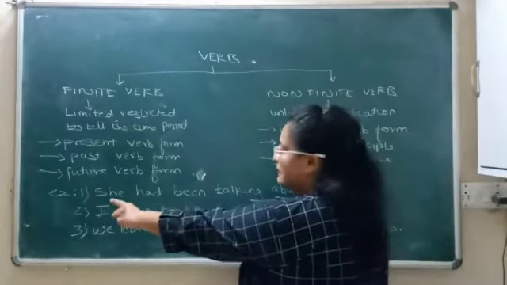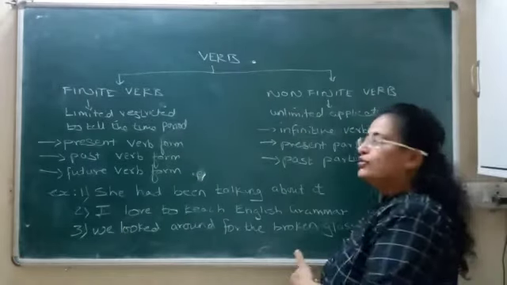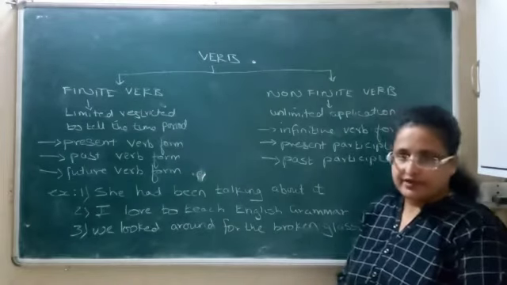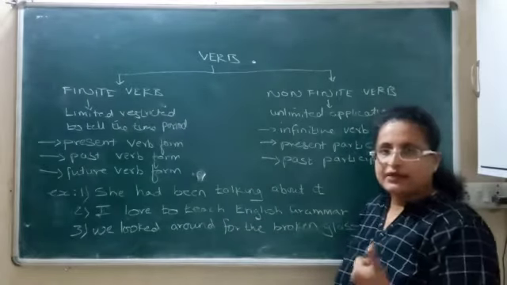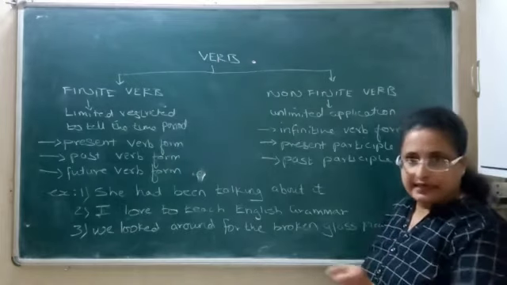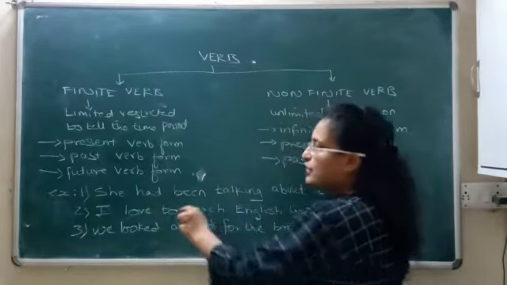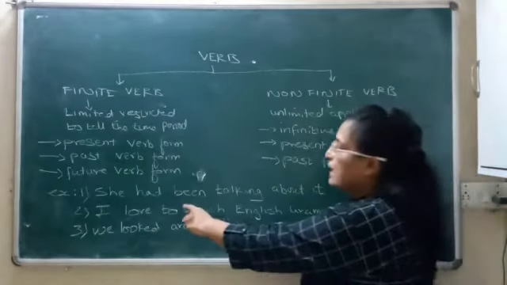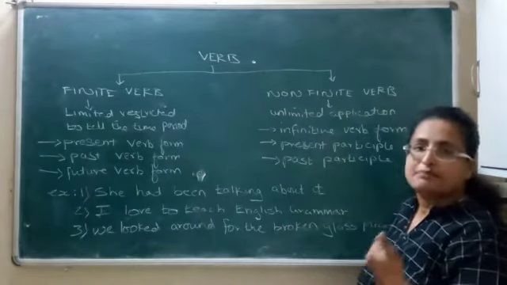See example one. She had been talking about it. Now, questions can be asked in all different ways. For this sentence, if I ask you to pick out the finite verb and non-finite verbs, you have to write them out. So here, had is the finite verb. You have to write had, finite verb, and in brackets, past form. Here, be is a non-finite verb and it is a past participle.